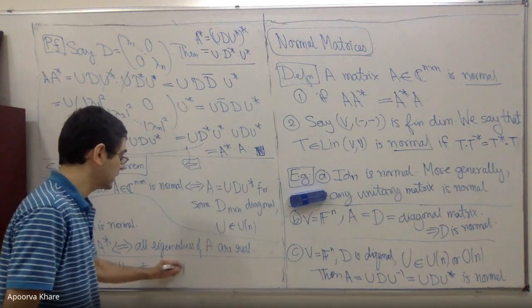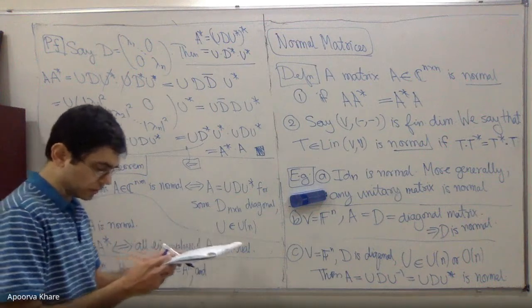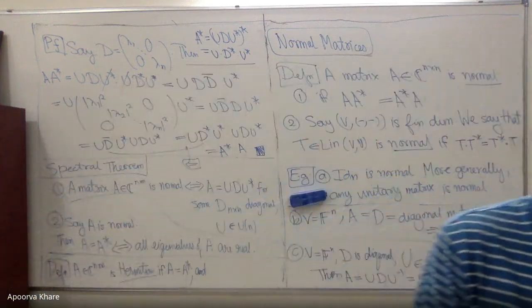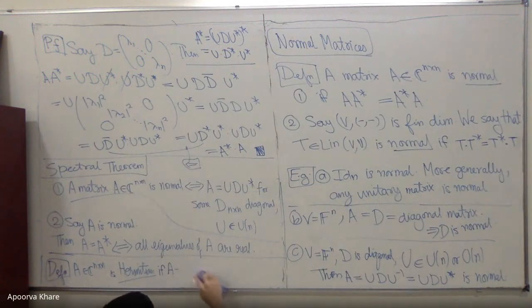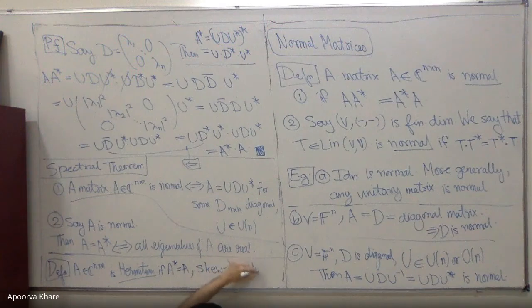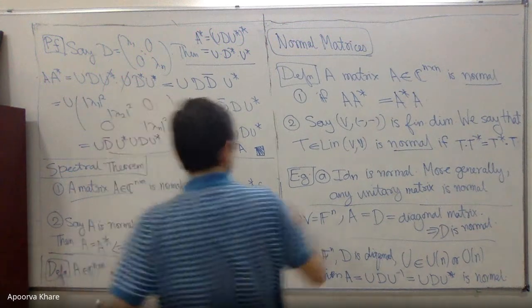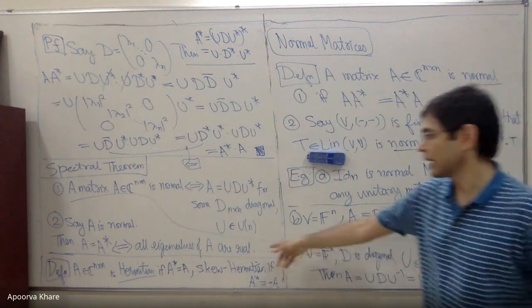If A star equals A, and then skew Hermitian if A star equals minus A. Okay, so that's just the definition. So basically, what we are saying is a normal matrix is Hermitian if and only if all eigenvalues are real.